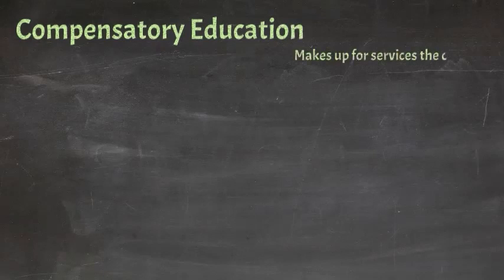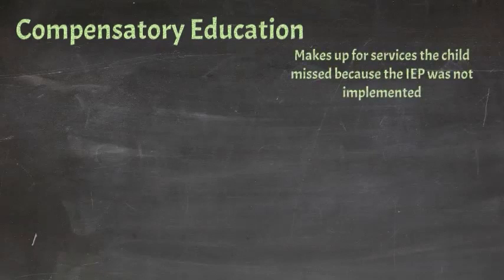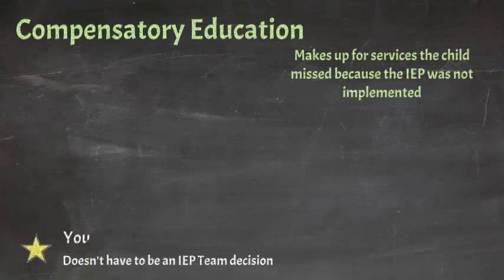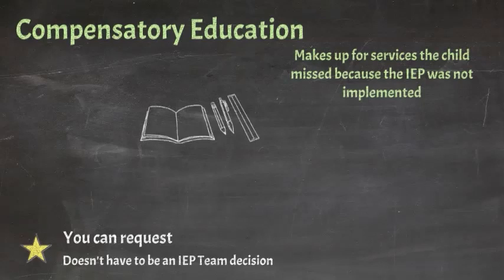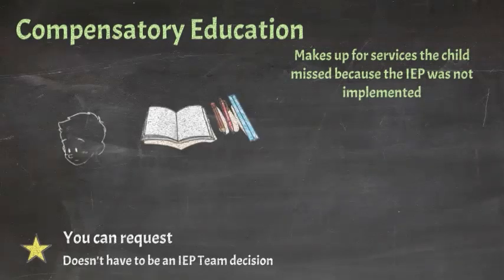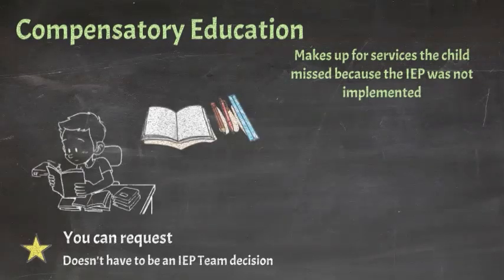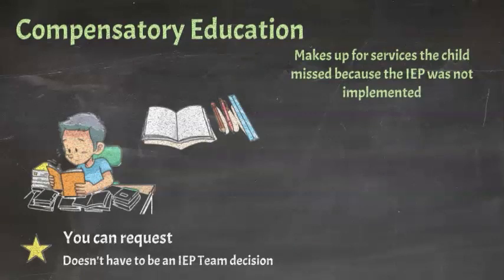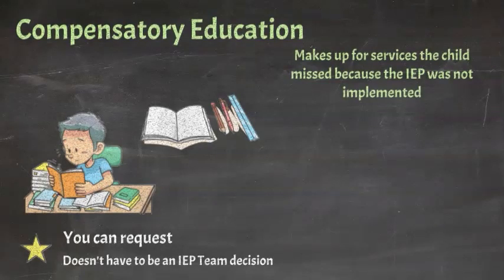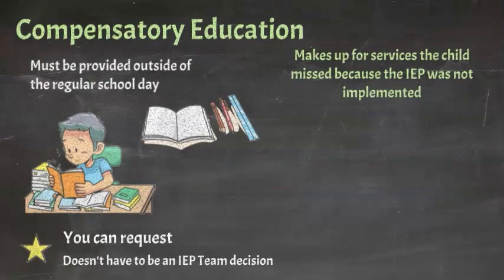Compensatory education compensates or makes up for the services the child missed because the IEP was not implemented. The compensatory education plan does not have to be decided by the IEP team. A parent can make a request for compensatory education to the Exceptional Children's Director for the school system. The parent and the EC director can work together to reach an agreement about the type and amount of services the student will receive. The services must be provided outside of the regular school day, such as after school or during summer vacation or other school breaks.